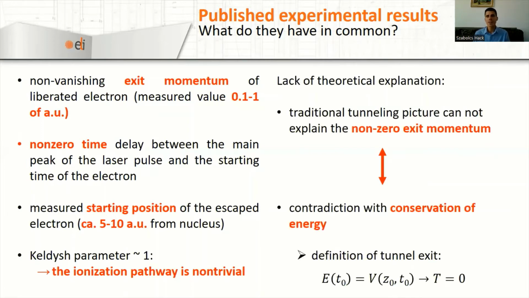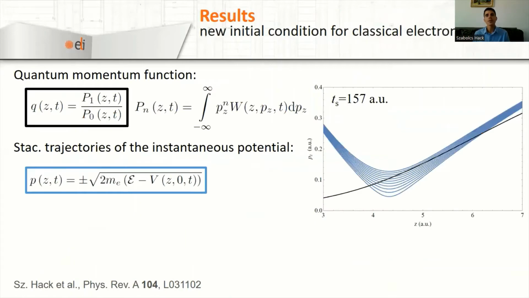The theoretical explanation of these experiments is still lacking. The traditional tunneling picture stays in contradiction with the conservation law of energy in the case of non-zero exit momentum. So this is our starting point, and let's see where we get. We want to introduce a new type of classical trajectories to approximately model strong field ionization and at the same time to explain the experimental results and to avoid the contradictions.